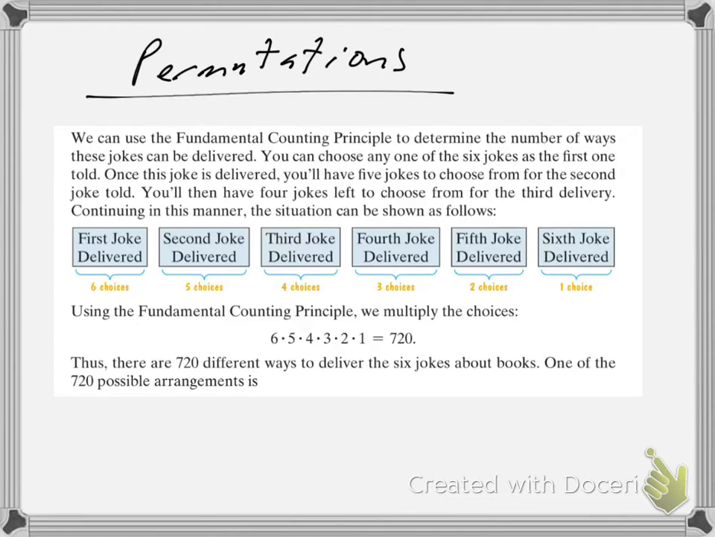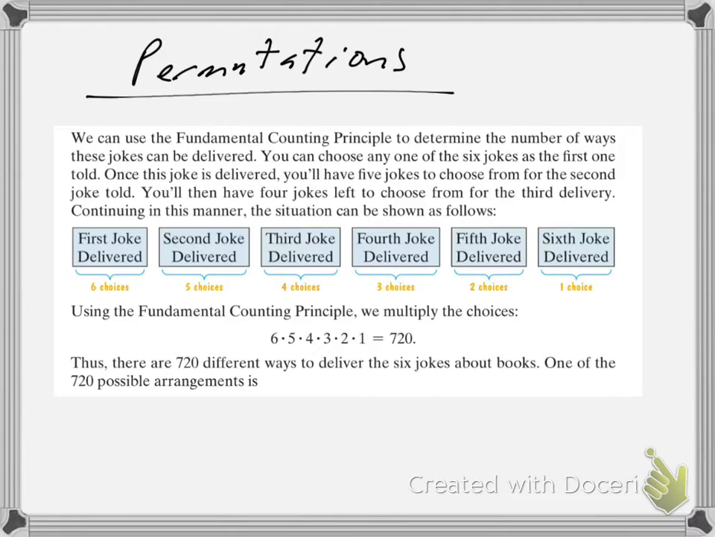We can use the fundamental counting principle to determine the number of ways jokes can be delivered. Let's say there's a comedian delivering jokes. This is coming from your book. This is a great example, so I just copy and pasted it out of there. You can choose any one of the 6 jokes as the first one. Once this joke is delivered, you'll have 5 jokes to choose from for the second joke. Then you'll have 4 jokes left to choose from for the third. Continuing in this manner, the situation can be shown as follows.